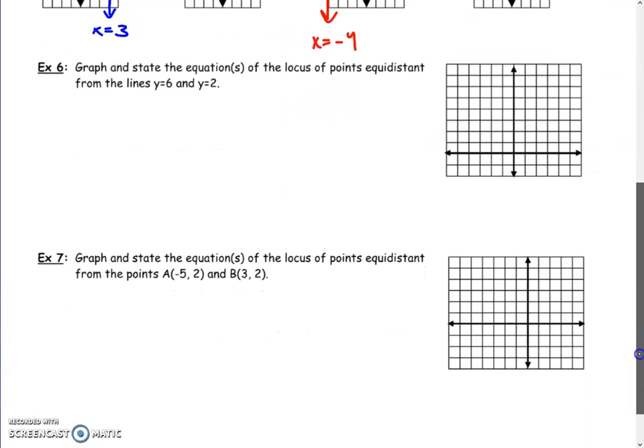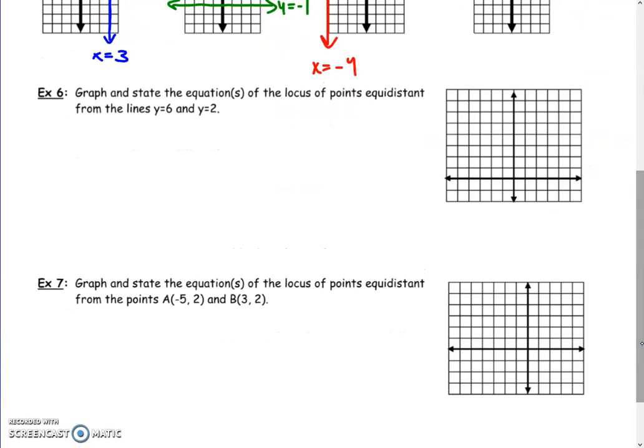Now let's apply this to two quick examples involving locus. Example 6 says, graph and state the equation or equations of the locus of points equidistant from the lines y equals 6 and y equals 2. So the first thing we need to do here is graph those two lines. Y equals 6 and y equals 2 are two lines. They cross the y-axis at 6 and at 2. So I'll do this one first.